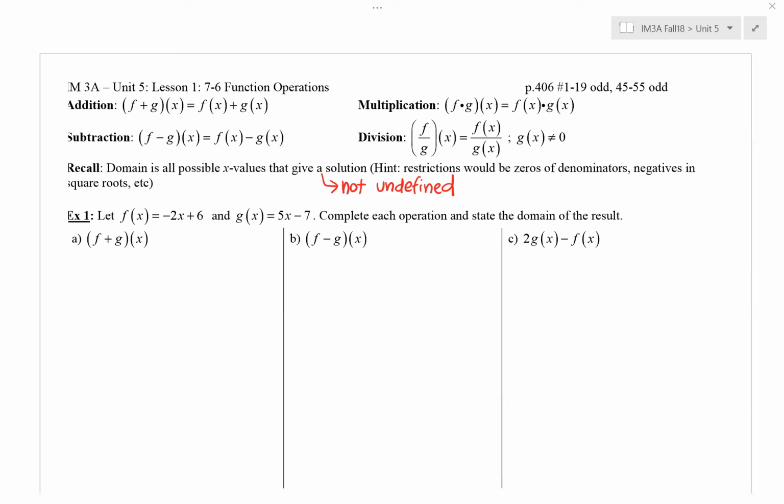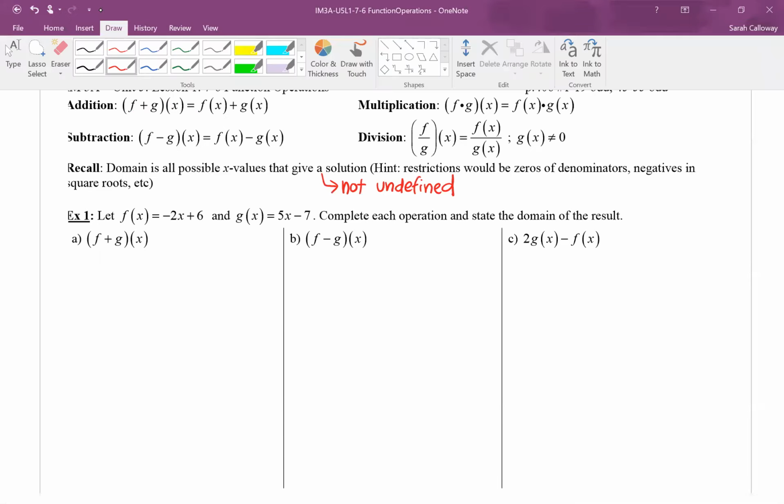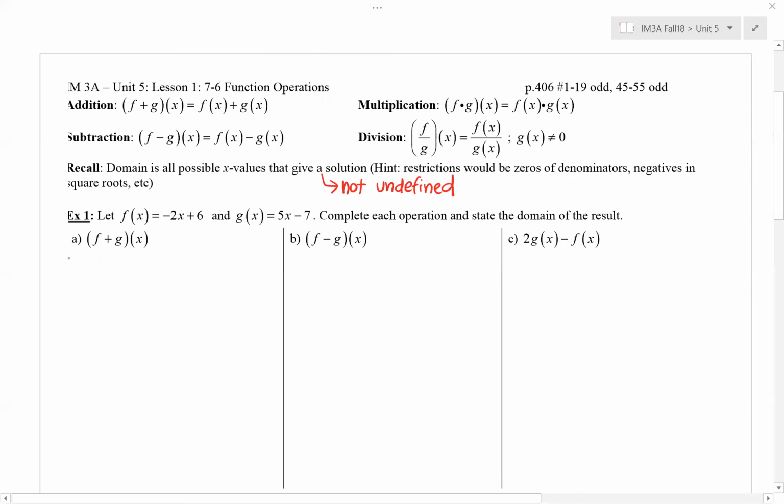And so notice that there's two different sides to each equation when I'm talking about addition. So you have f plus g in parentheses and then x in parentheses. That is exactly the same as f of x plus g of x. So it's f plus g of x. It doesn't mean that I'm multiplying things times x. It means that I'm literally taking f of x and adding it with g of x.